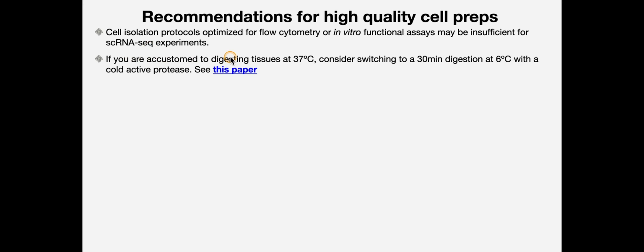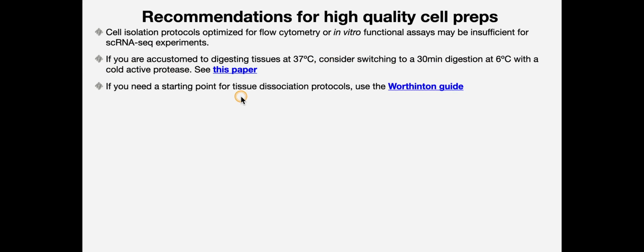If you're accustomed to digesting tissues at 37 degrees Celsius, which we all have done, you should consider switching to a 30-minute digestion at 6 degrees Celsius with something called a cold activated protease, and I've linked to the paper here. If you need a starting point for tissue dissociation protocols, if you're embarking on a new experiment or have never worked with a particular tissue before, the Worthington guide is a good place to start for guidelines.